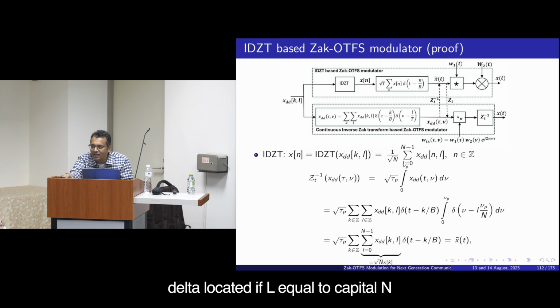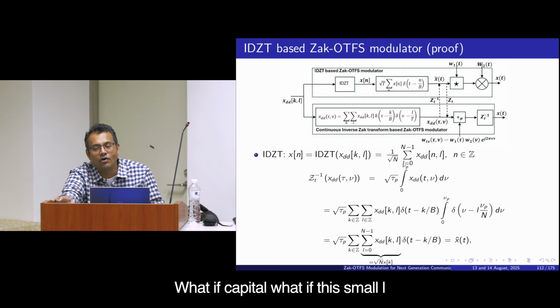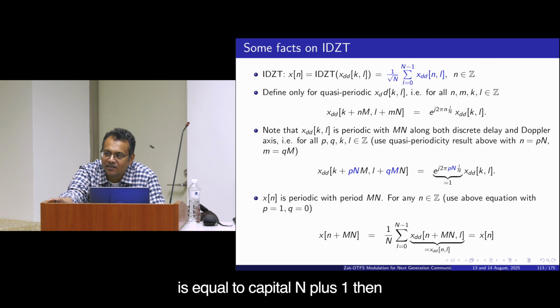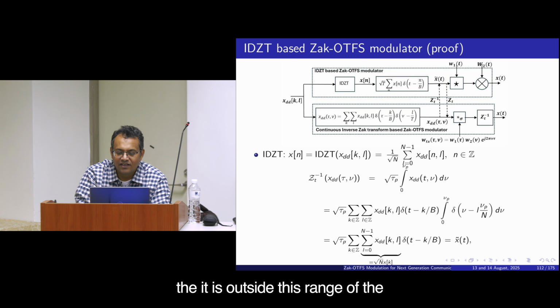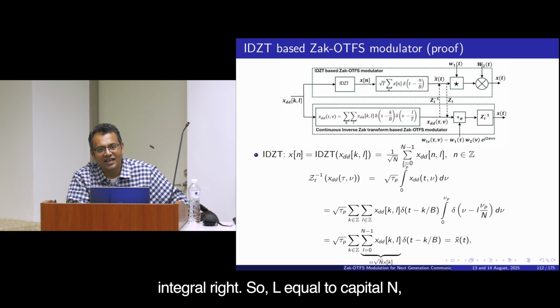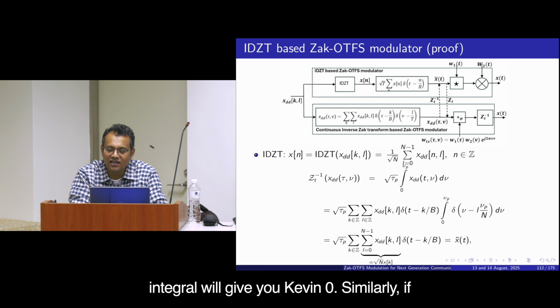If L is equal to capital N, which is capital N nu p over N, it is just at the border. What if the small l is equal to capital N plus 1? Then the location of the Dirac delta is outside the range of the integral, right. So, for L equal to capital N, capital N plus 1, capital N plus 2, for all of them the integral will give you, Kevin, 0.